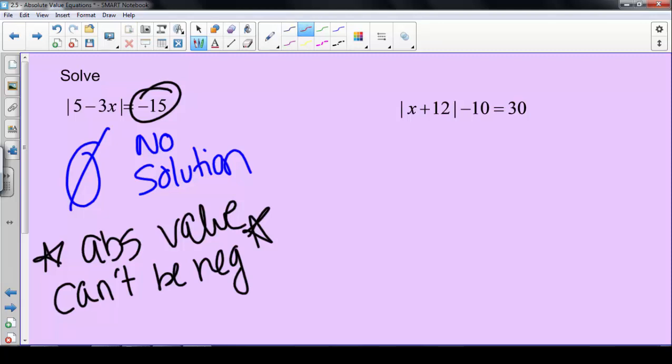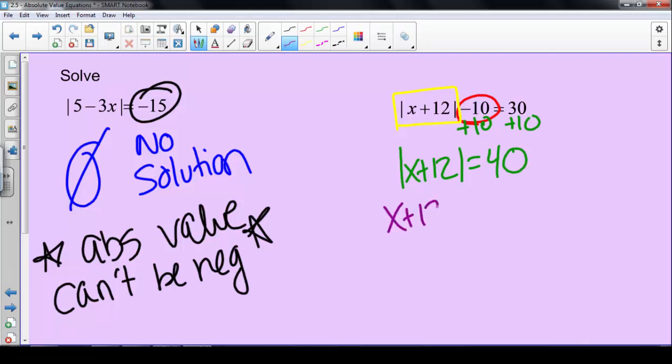Now in this next case, notice the absolute value is not by itself. We have this minus 10 that's outside of it. Key thing is we've got to get this by itself in order to do what we've been doing. So we've got to add this 10 to both sides. And now that we have that absolute value by itself, we can separate this into the two equations like we've been doing.